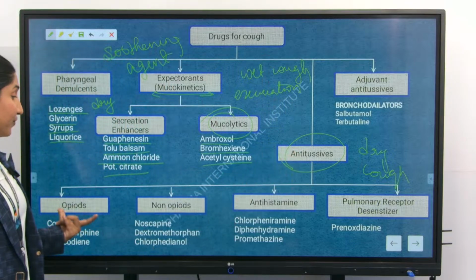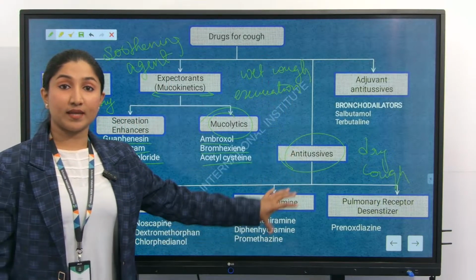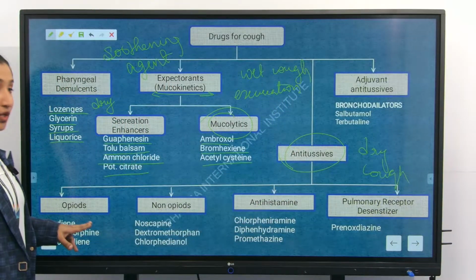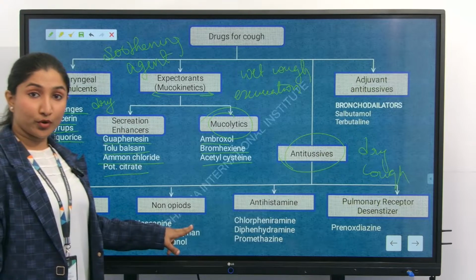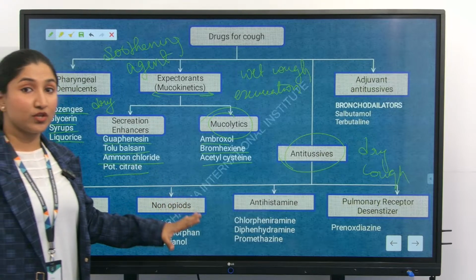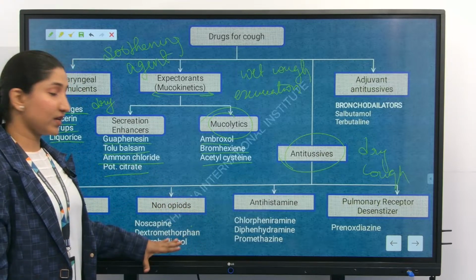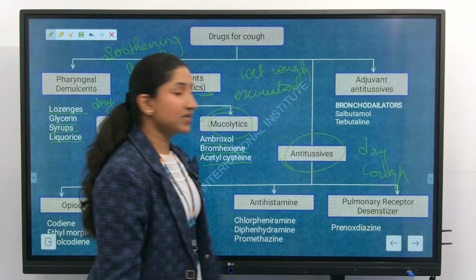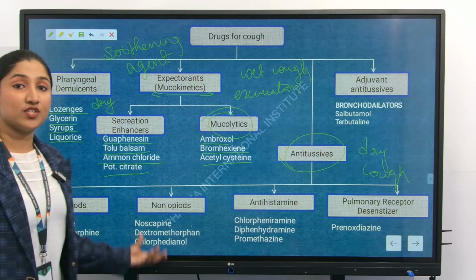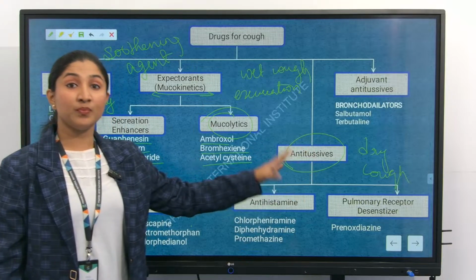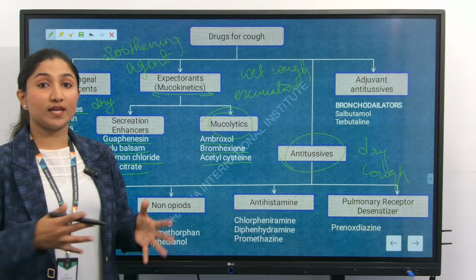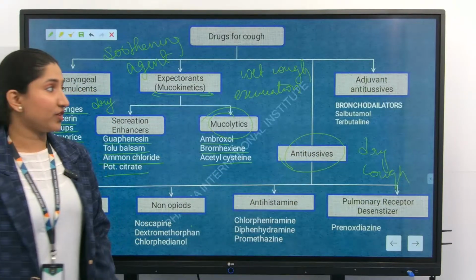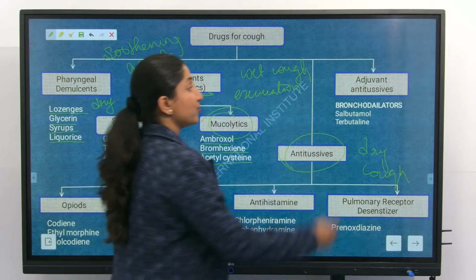And we have a different class of drugs that can be used as an antitussive, which include opioid drugs, the non-opioid drugs that act like the opioids but do not have the adverse effects that the opioids have, then the antihistamines, and also the pulmonary receptor desensitizers. All these agents mainly aim to suppress the cough center in the brain so that it can be used to treat the dry cough. The last one is the adjuvant antitussive.